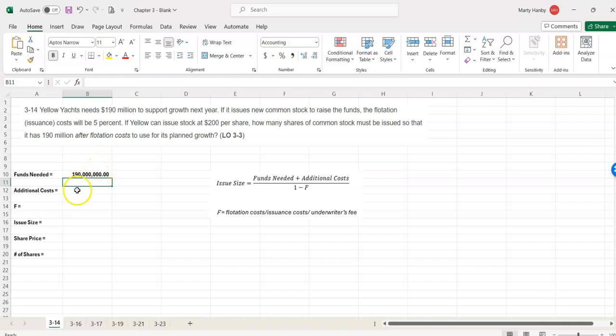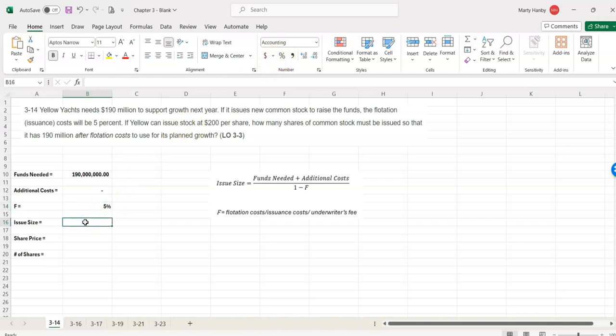Okay. In this case, there are no additional costs. Just created this little setup so that I can use it for any type of problem. So the flotation costs 5%, so 0.05. Can format that as a percentage. Just hit the percent sign up here.